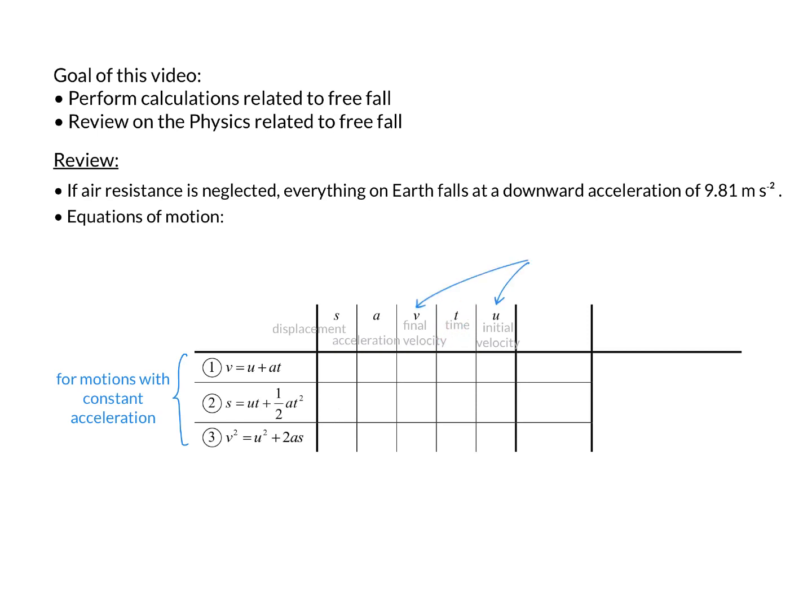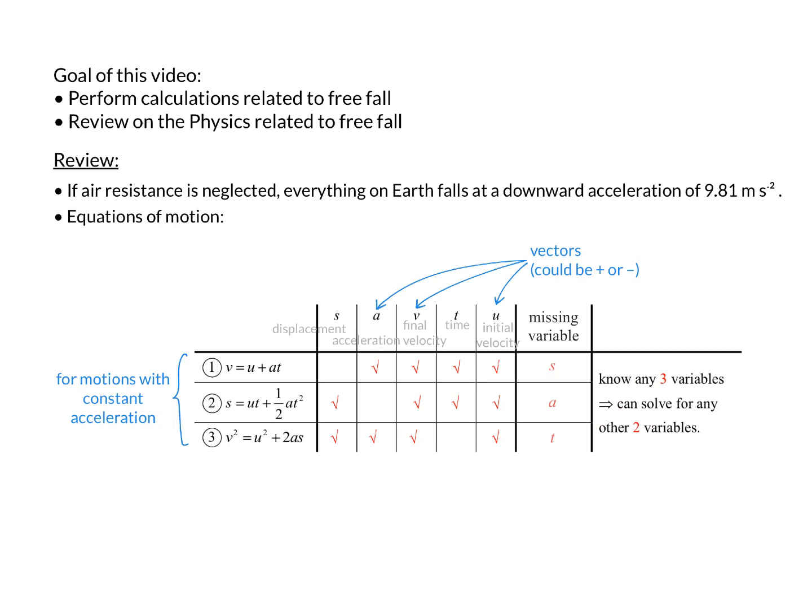Note also that u, v, and a are vectors, and so depending on the positive direction you have taken, they could be positive or negative. Another thing to note is that while there are 5 variables, each of these equations contains exactly 4 variables. This means that as long as we know any 3 of them, the others can be solved. We just have to pick the right equations.